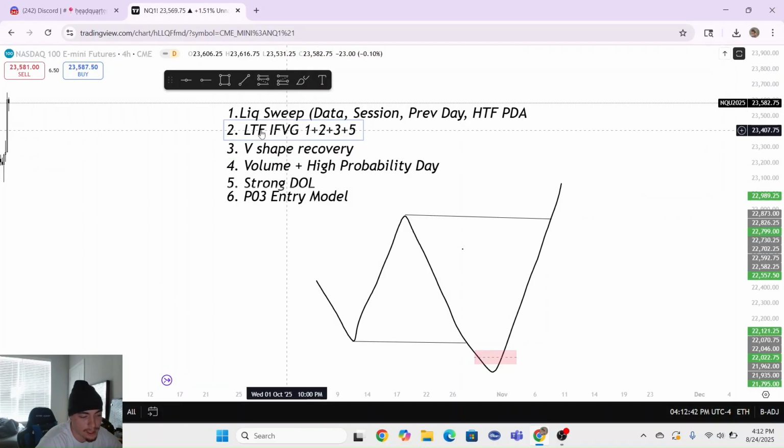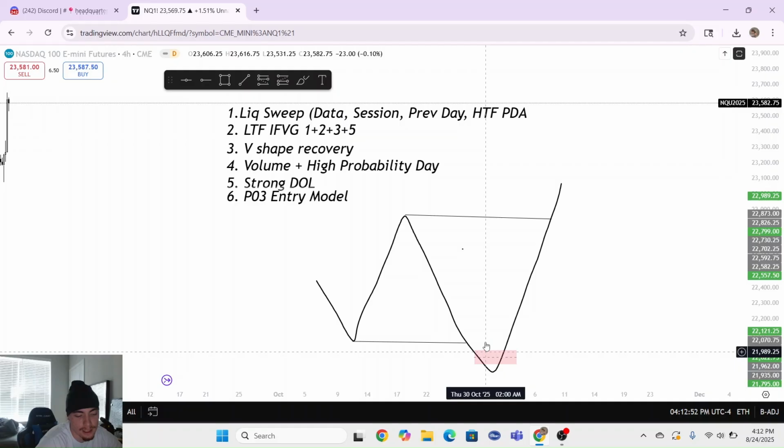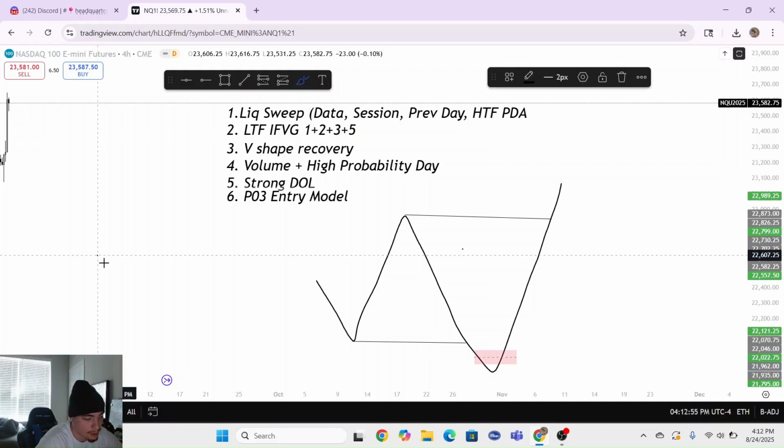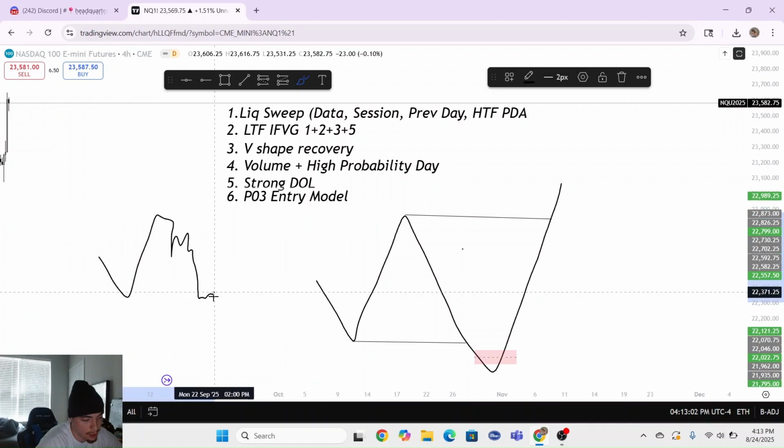Now, key things to keep in mind. We need a V-shaped recovery. When I show you guys these examples, you'll see exactly what I mean by V-shaped recovery. We don't want to see just some chop. Chop looks like we create a low, we come up, we push down, we're chopping, we come down, we chop out the low, and then we continue down.